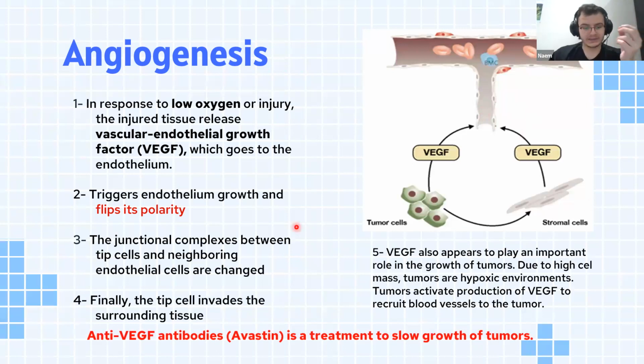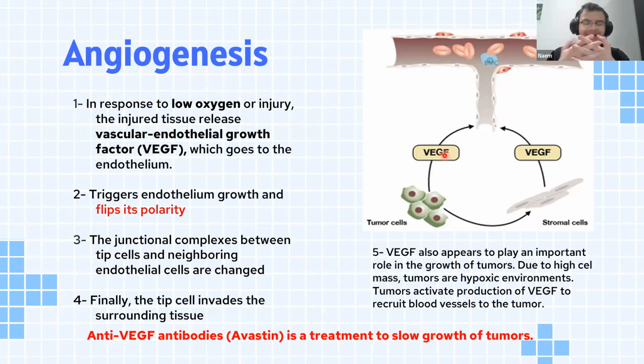Basically, the scientists came up with an antibody to this hormone. So an anti-vascular endothelial growth factor, which is called Avastin. I don't think you need to know the name. It is basically a treatment to slow the growth of the tumor. Basically, this antibody will come and bind to this growth factor and stop its function. So now the tumor can't get more oxygen supply.